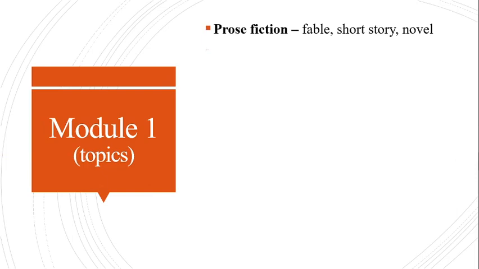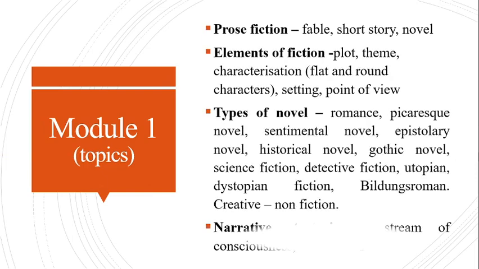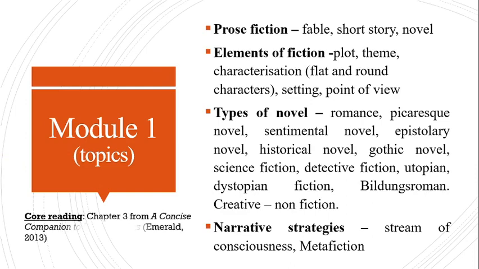Now, these are the topics that are prescribed for study in Module 1. Prose fiction, types of prose fiction, fable, short story, novel, novella, etc. Then the elements of fiction, types of novel, creative non-fiction, and then the narrative strategies. The prescribed text is A Concise Companion to Literary Forms, published by Emerald. These topics will be found in your prescribed text in chapter 3.